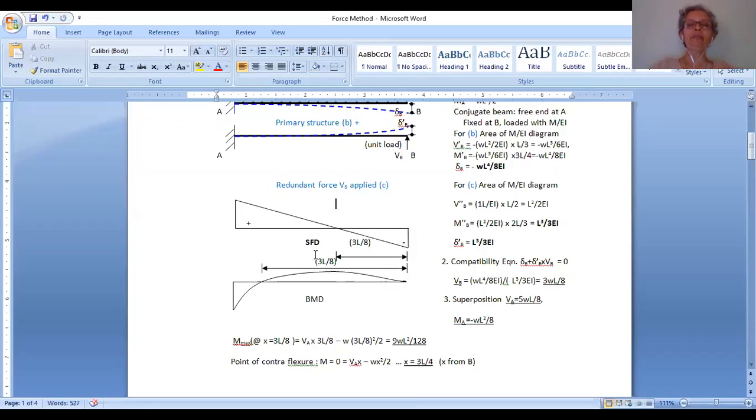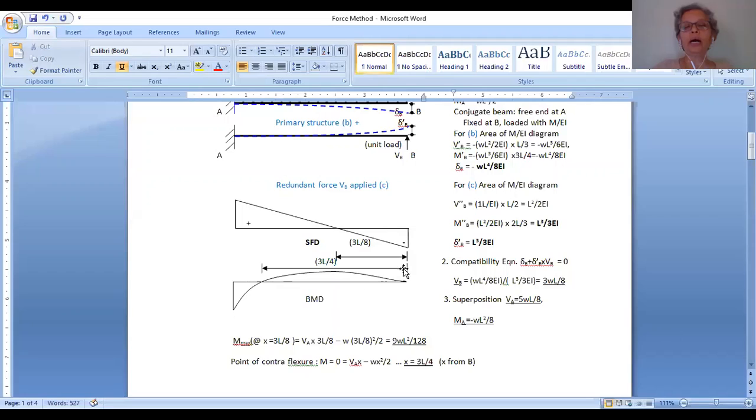If I look at the value, it comes out to be 9WL squared by 128. Now if you remember the primary structure, there was no positive moment on this part, and on the entire cantilever beam there was negative moment. But what is happening now? There is some positive moment also. This should have been 4.